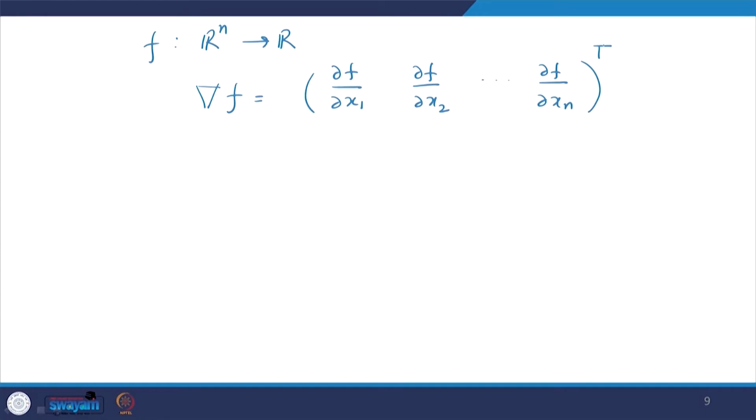And suppose you have a function f from R3 to R, defined like this. Suppose f of x y z is defined like this.